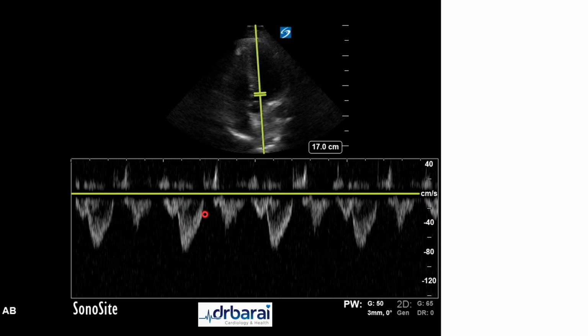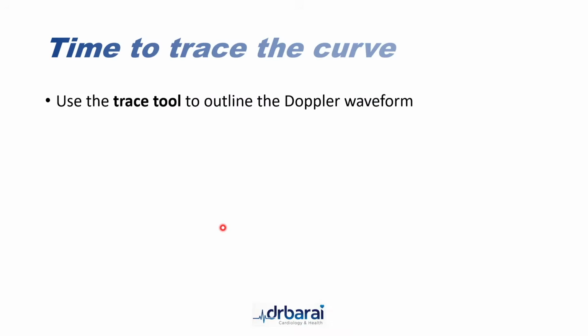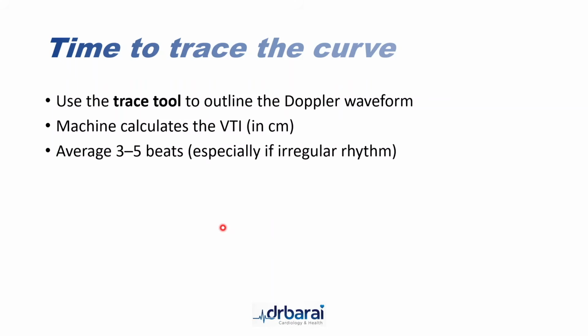In my practice, I do not rely on one measurement. I always repeat at least 2-3 times and take an average. So I might get 18, 18.5 and 19. On average it is 18.5, which is my LVOT VTI. So this is the tracing. We can use the tracing tool. Most ultrasound machines have an LVOT VTI tracing tool and the machine can do the calculations.